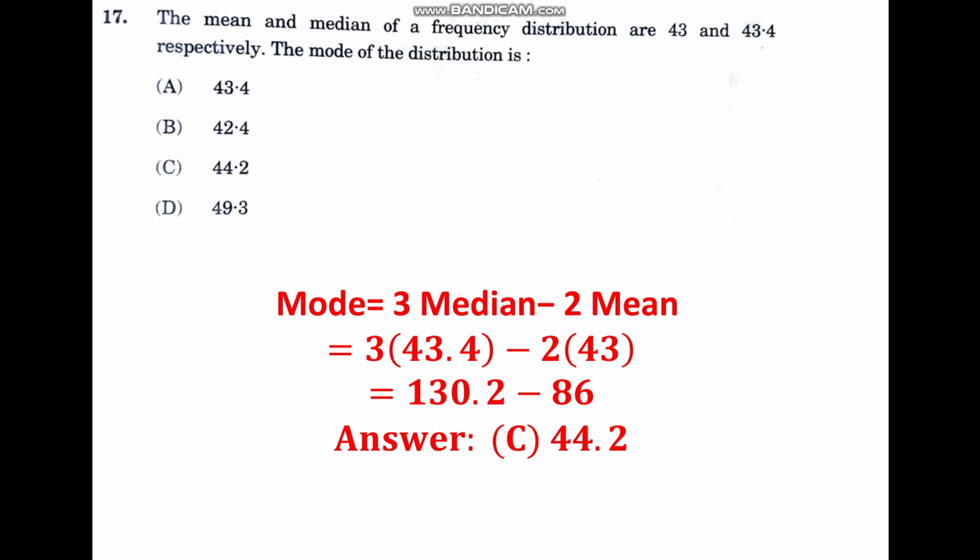The mean and median of a frequency distribution are given to us. We need to find the mode. We know that the relation between mean, median and mode is mode equals 3 median minus 2 times mean. And when we substitute the value, we get 130.2 minus 86, and the final answer is 44.2. That means the mode is 44.2, option number C.